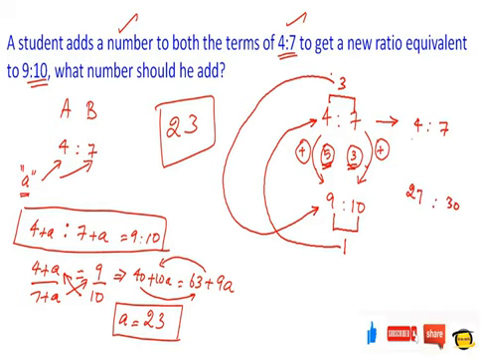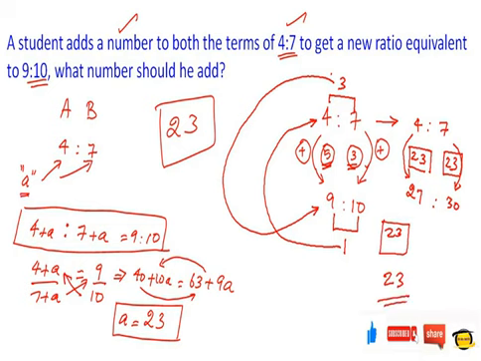Now if we observe the new ratios, the change in the number of parts here is 23 and the change in the number of parts here is 23, right? And as we can clearly see, the constant which is going to be added between both the parts is 23. So the student is adding the number 23 with both the initial ratios.